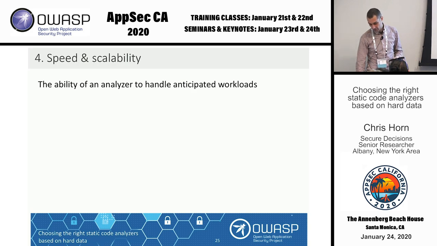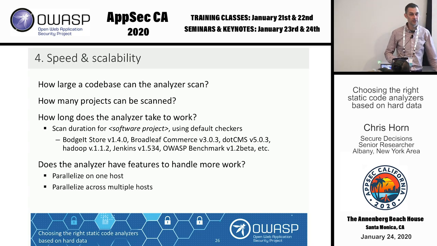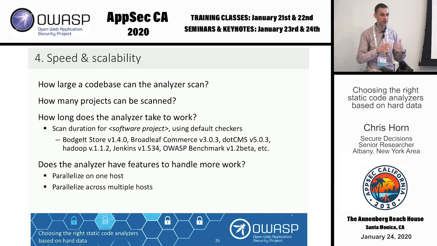Can the analyzer handle anticipated workloads? One of the things that some analyzers can't handle is really large code bases, right? They model a big combinatorial explosion of all the different paths in an application, and if your application is too big, they run out of memory and things like that. So can it even scan a code base of your size? How many projects, which is related to what kind of scalability it has? Does it scale out? How do you scale it to handle more applications?